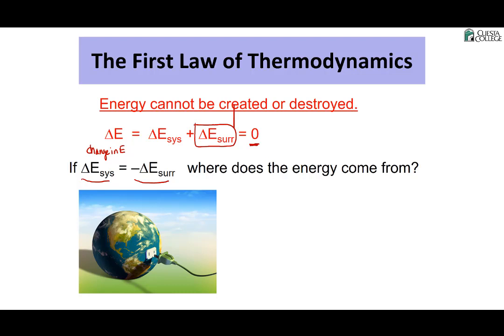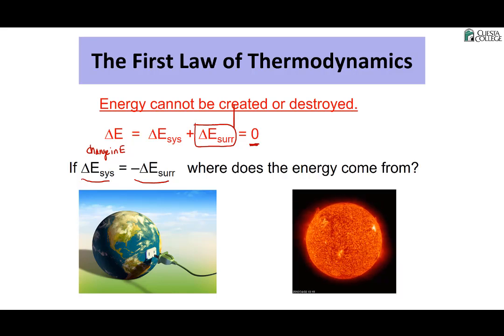So if the energy coming out of a system is equal to the energy going into the surroundings, where does all of our energy come from that we use on our planet? Well, fortunately, there's a great big ball of glowing gas in the sky that provides all the energy we need in terms of solar energy. Almost everything driven on the Earth in terms of energy is driven by the sun and all the energy it radiates.